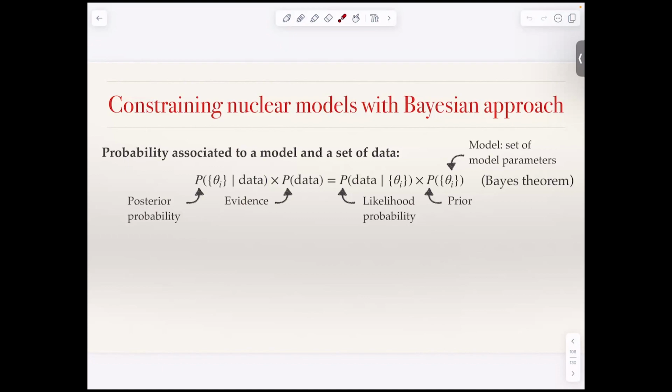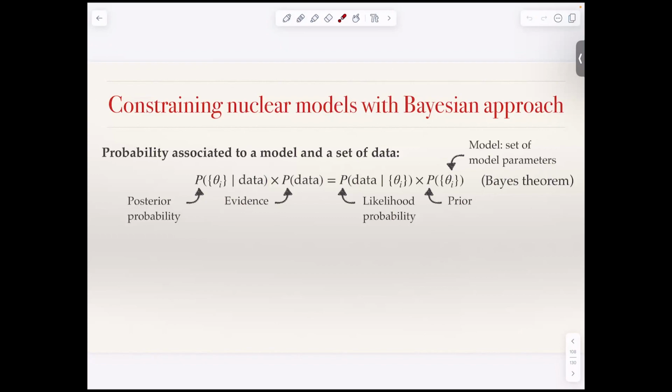Okay, so I will say a few words about the Bayesian approach. It is very important in the modern way that we explore the uncertainty in the models. It is based on the Bayes theorem, which tells you how to associate a probability to a model and a set of data. On one side, theoreticians produce models. On the other side, experimentalists produce data, and you want to put these two quantities together.